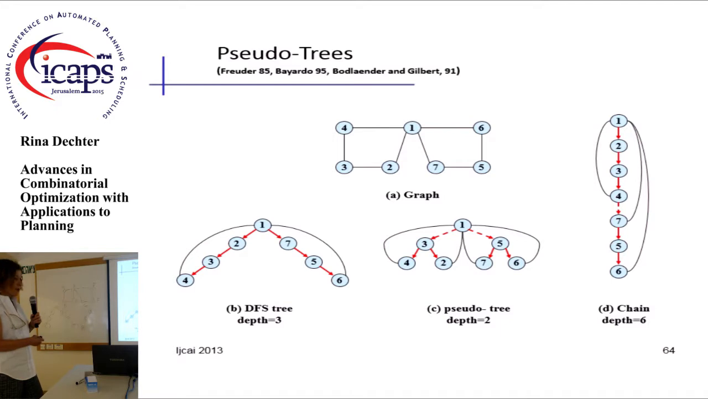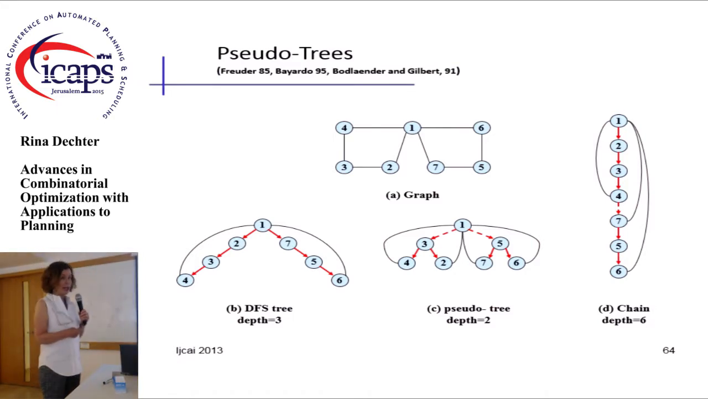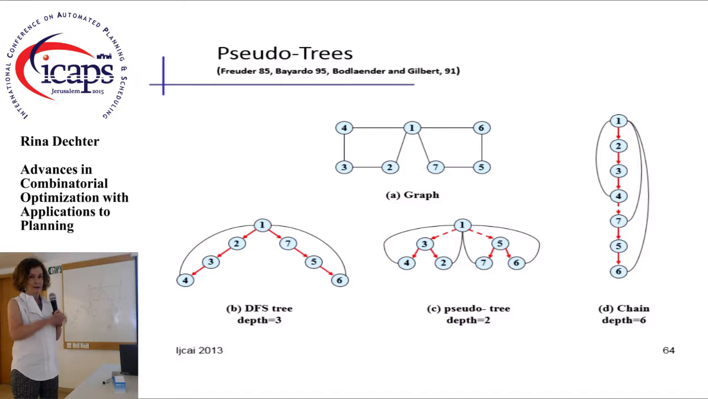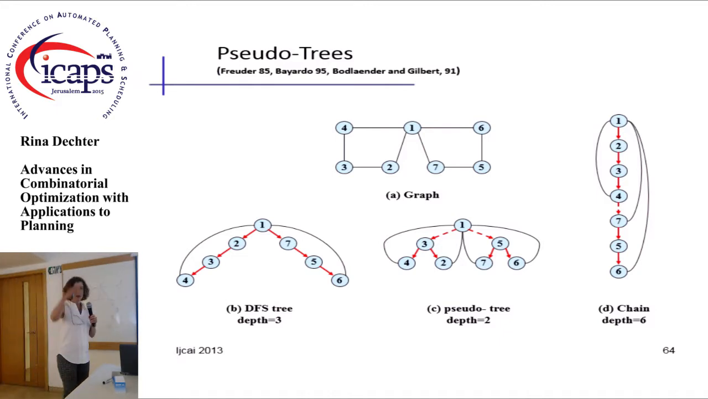Okay. That's a very good question. So the way we construct it is, for any ordering, take an arbitrary ordering and generate the induced width, namely connect the parents, and now generate a DFS tree on this induced graph. It will be a pseudo tree. It may also be a DFS tree.